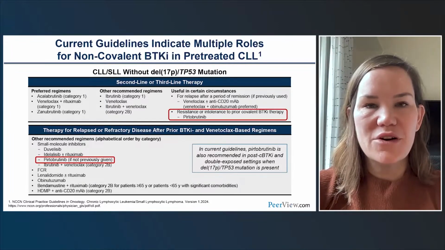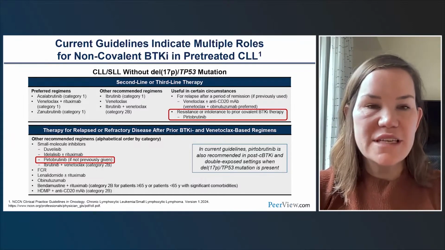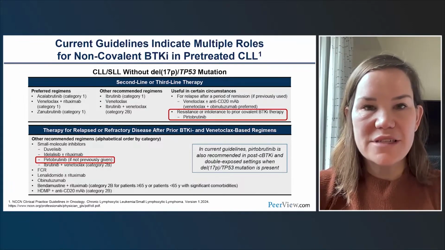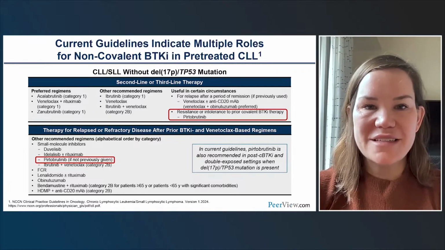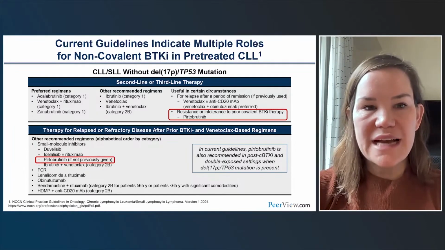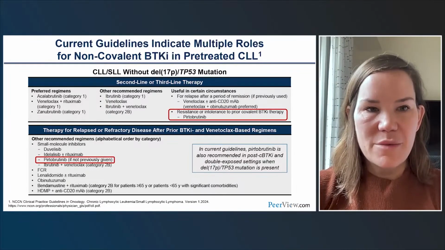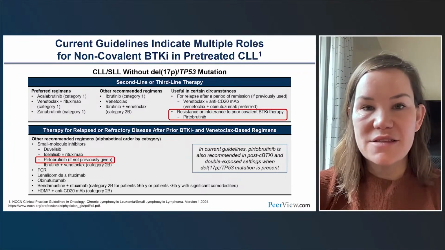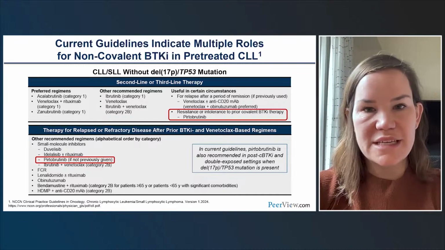So I'd like to review the current NCCN guidelines for CLL in the relapse setting. And so these, once again, are divided up into patients without del17p TP53 mutation and patients with those mutations. So here I show you the graphic for patients without del17p, where you see pirtobrutinib is now listed in a couple places. And so in the second or third line therapy, you see pirtobrutinib is listed as useful in certain circumstances, specifically in the setting of resistance or intolerance to prior covalent BTKI therapy.